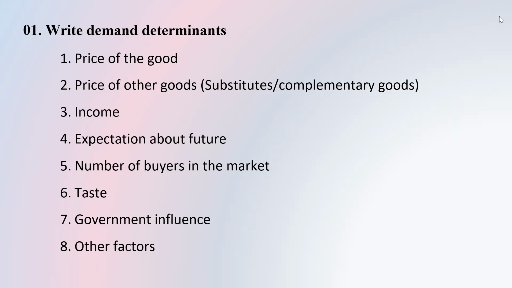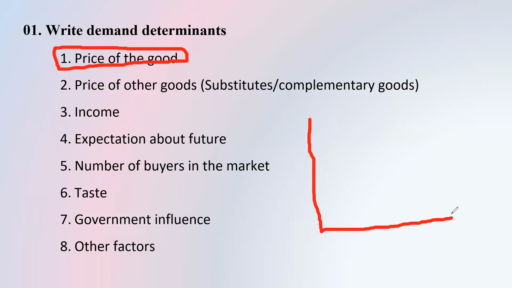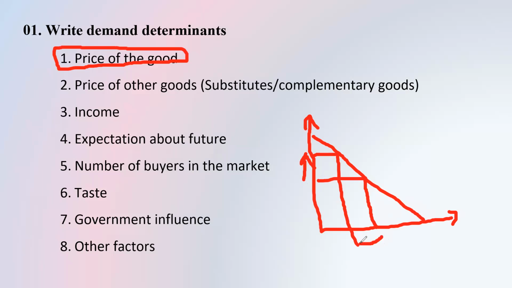The price of the considerable commodity, right? When the price of the considerable commodity changes, what will happen? That will impact the changes of the quantity, right? When price increases, quantity will decrease, right? When price increases, the quantity will decrease.